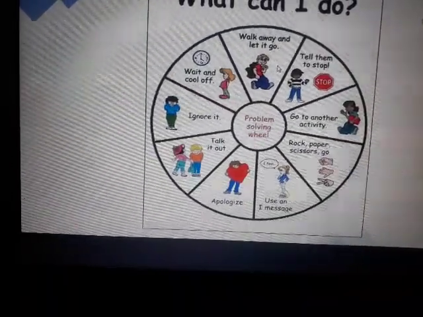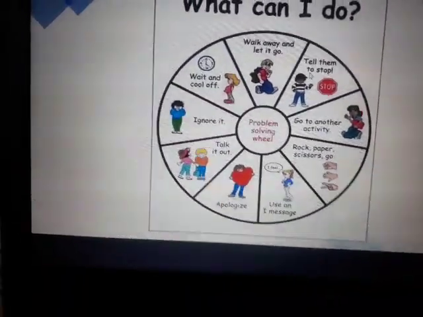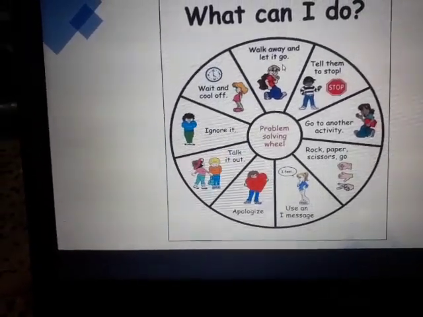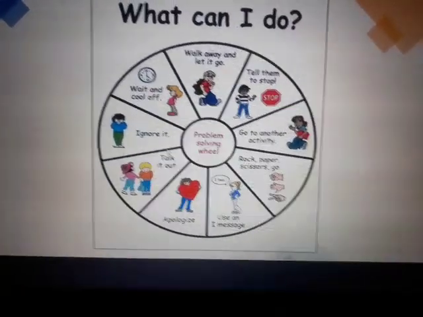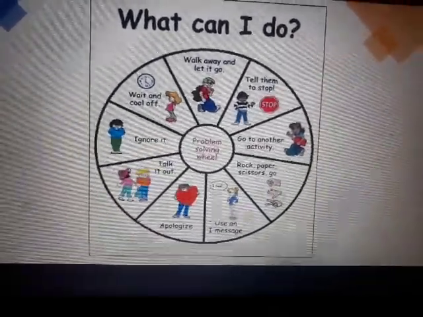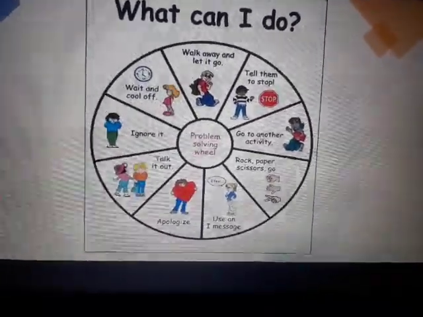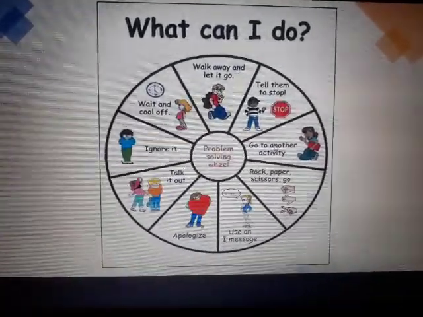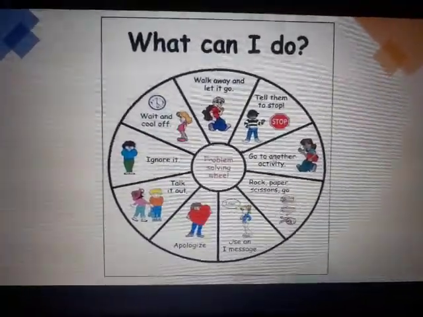So what do you have to teach your students? What can they do? Well, there are several things that they can do. Tell them to stop. Walk away and let it go. Wait and cool off. Talk it out with somebody. Go to another activity. So there are lots of things that children can do. They don't always have to react to anger with anger.